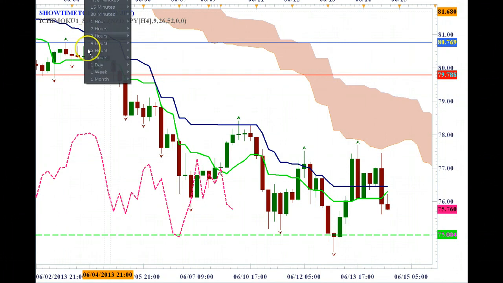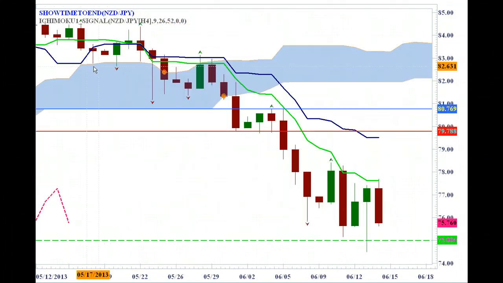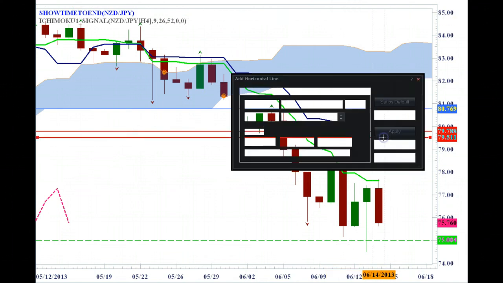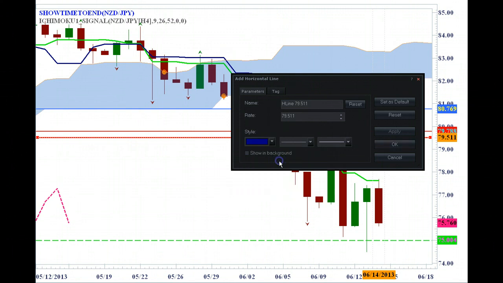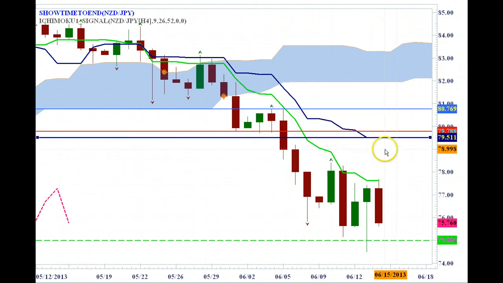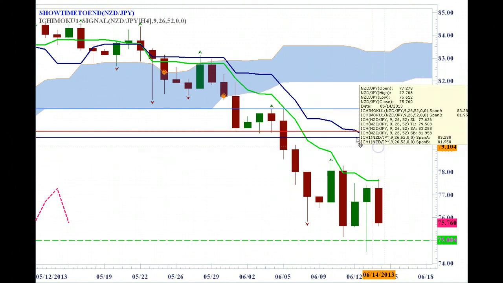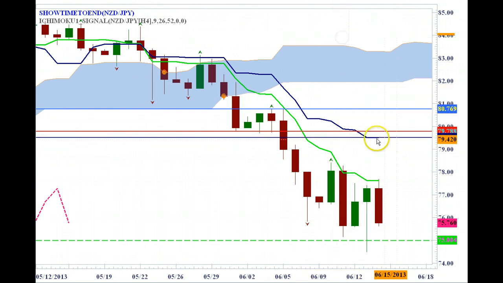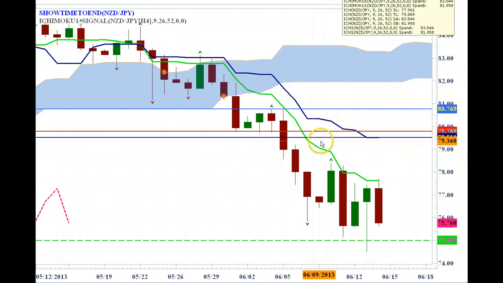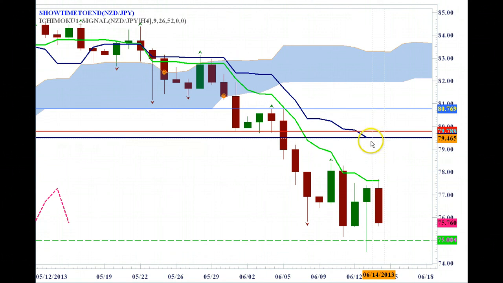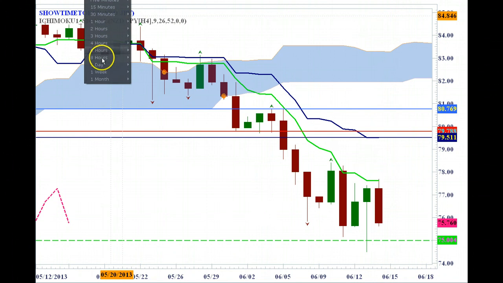Let's go back to the daily. Need to put this line in here. I didn't put this. This is my daily Kijinsen. Make it the color that it needs to be. And a solid line lets me know that this is the daily time frame. The daily time frame will be solid, and the color, like I said. So let's see where that lines up. Let's go to the 4-hour time frame.